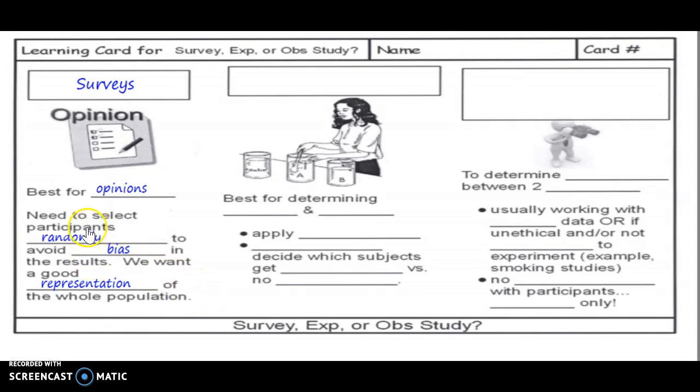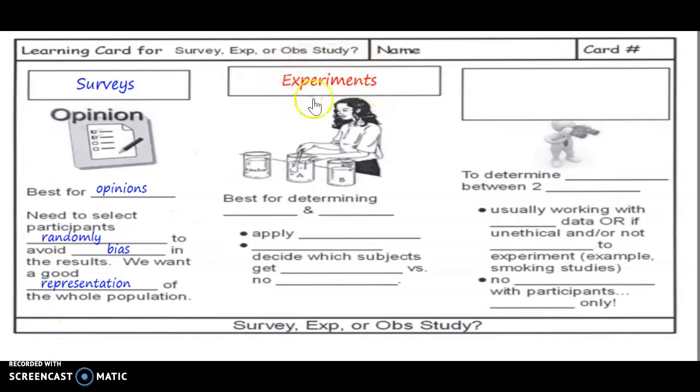And the reason that we randomly choose our participants is because we want a good representation of the whole population. Randomizing and representation go hand in hand. I like that they both start with the letter R. If you collect a random sample, you've got a good chance that your sample will represent the population.